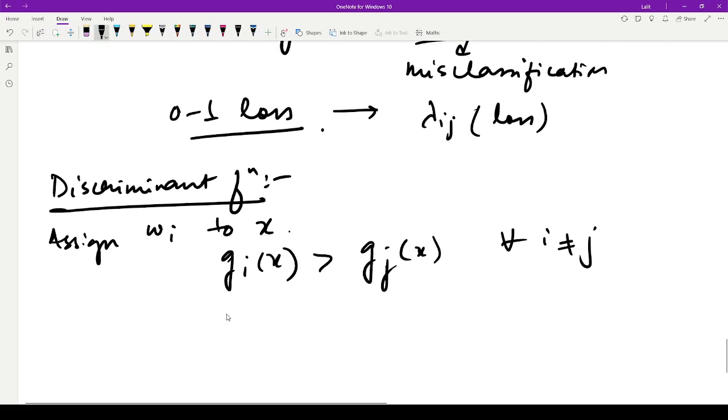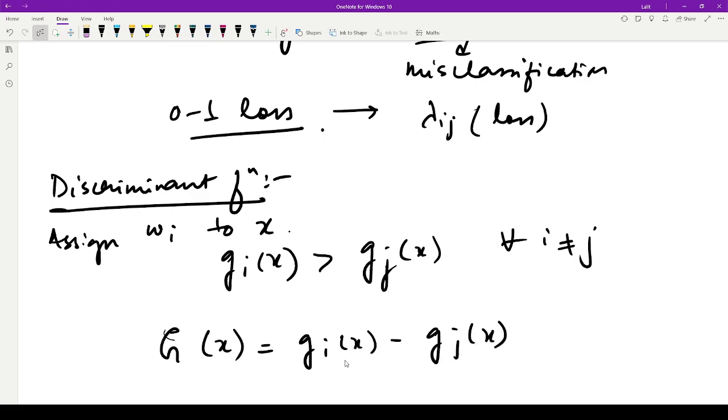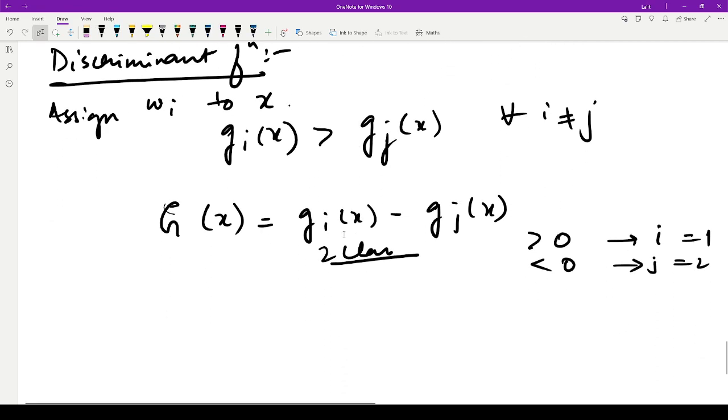Or you can easily define another function. Maybe I'll just write it as capital G, with gi of x minus gj of x, which makes sense when there are two classes. Then this will be g1 of x and this is g2 of x. If it's greater than 0, you assign it to class i, and if it's less than 0, then assign it to class j. For the two-class case, i means class 1 and j means class 2. That's how you can use discriminant functions.